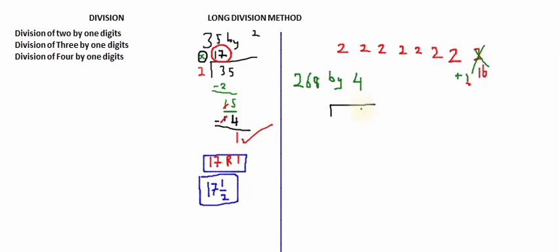Put in this, put your line. This is the dividend, 268, while the divisor stayed outside. The divisor is what? 4.